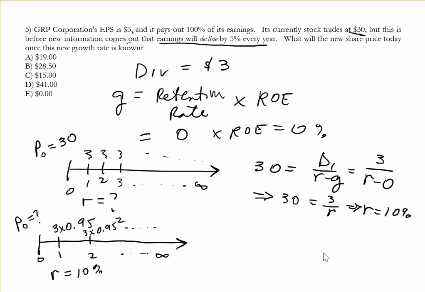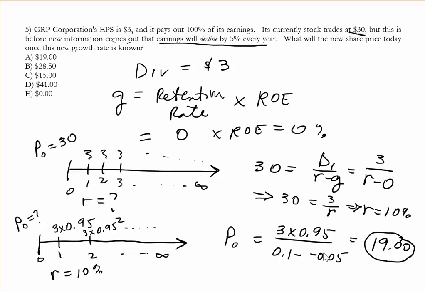So let's apply the formula. We want to get this new price, dividend in year 1 divided by 0.1 minus negative 0.05, because the growth rate is a negative growth rate, which means that we're going to divide the numerator by 0.15. So we got 3 times 0.95 is 2.85 divided by 0.15, and all of that equals $19 even. And if we look over here, we see there's the answer of $19.